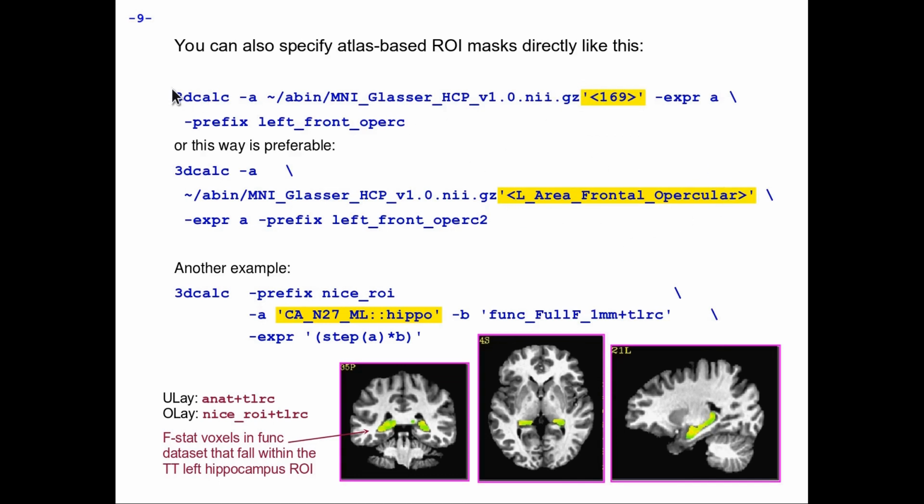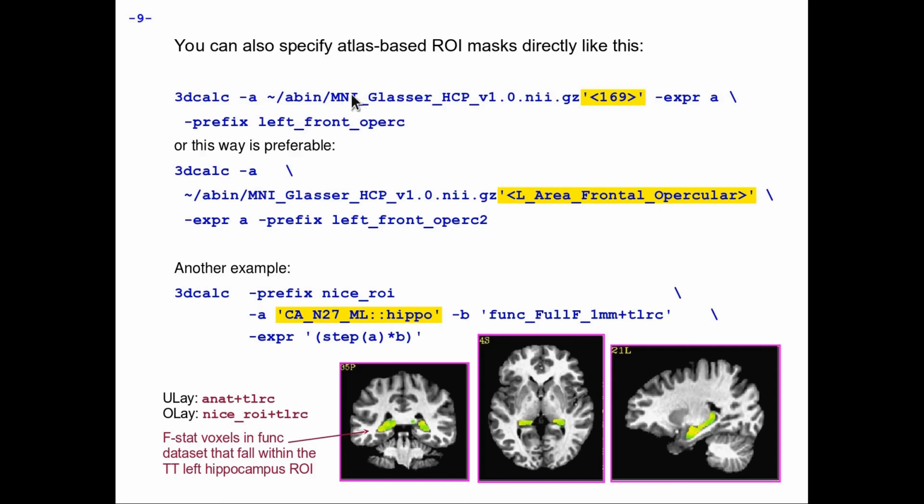So let's go through the first command, 3dcalc. This is an AFNI program that does calculations with images. Okay, and we're doing the simplest possible calculation. We're saying take this image, and we'll use this range selector, these less than and greater than symbols, and put in an index in between that says this is the index that we want to get at. And then the expression is just use the value of this A data set that's been limited to this 169 value, and then save it with this output name. So this output will be called left_front_operc+tlrc.